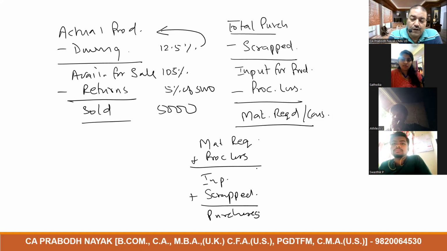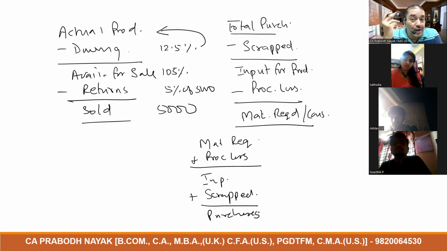If you are not understanding this, you can first write it in the normal way, that is total purchases. Out of total purchase, I scrap something. The balance was supposed to go for input for production. Out of that, some processing losses have taken place. So actual material consumed is this much. Now I'm going to find out how much that is.